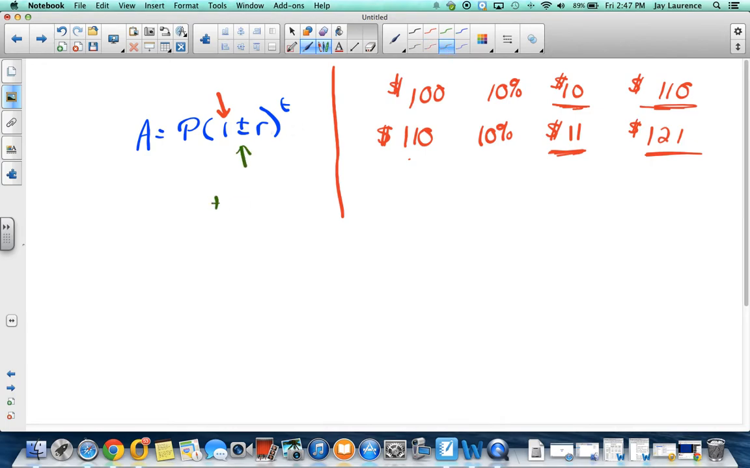Well, plus is for increasing growth, and negative is for decreasing growth. Okay? So if you're losing money on an investment, like when you buy a new car, it loses 30% of its value the instant you drive it off the lot. Or 20%, I forget the actual percentage. But anyway, that's what the plus or minus is for.